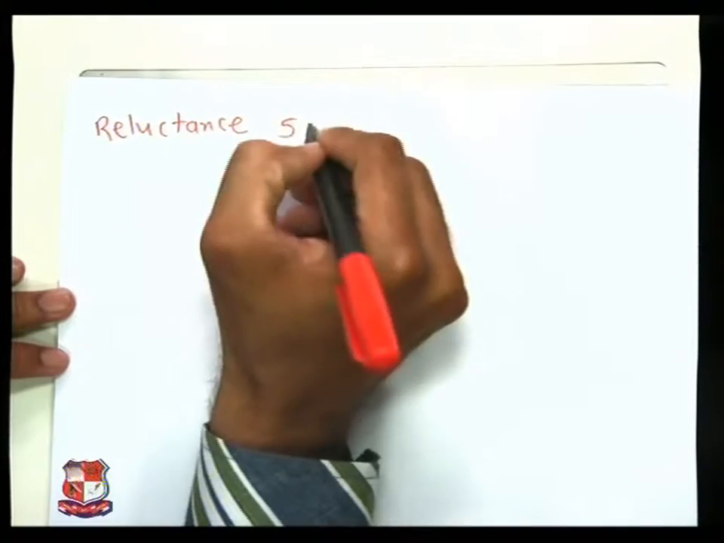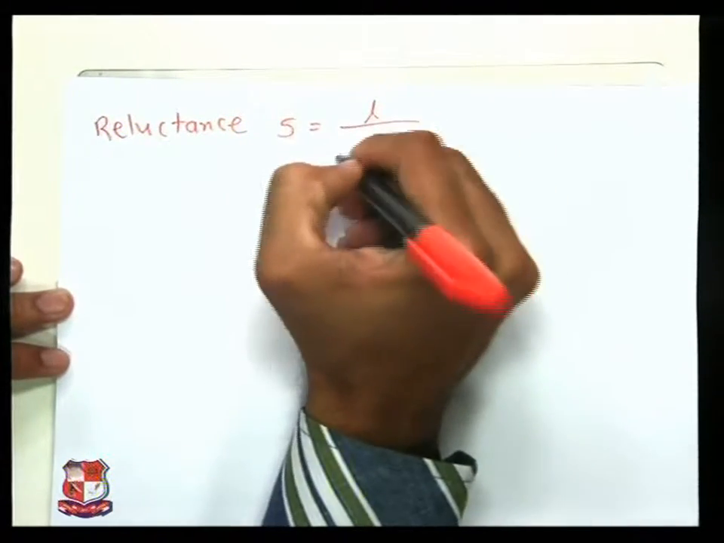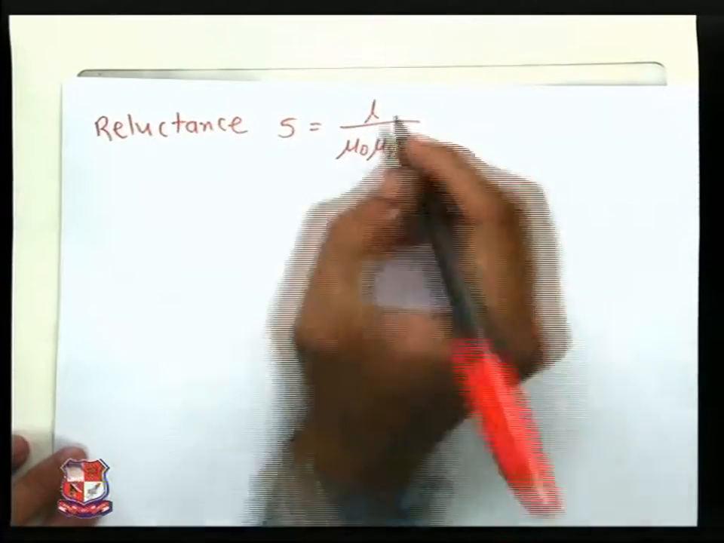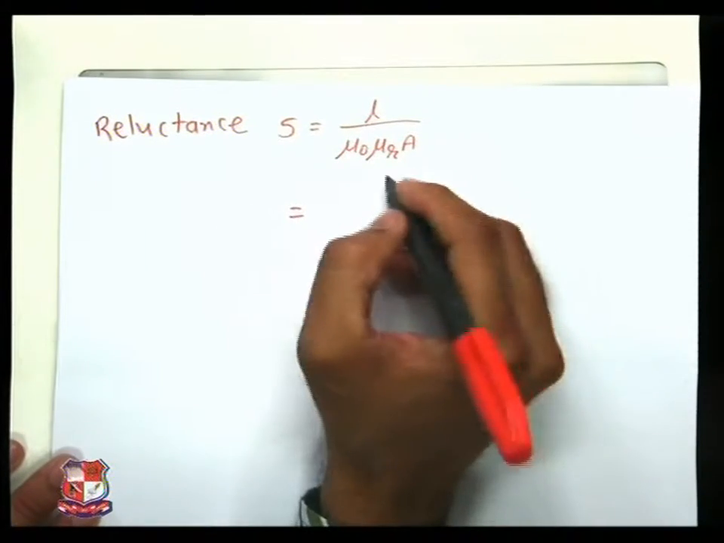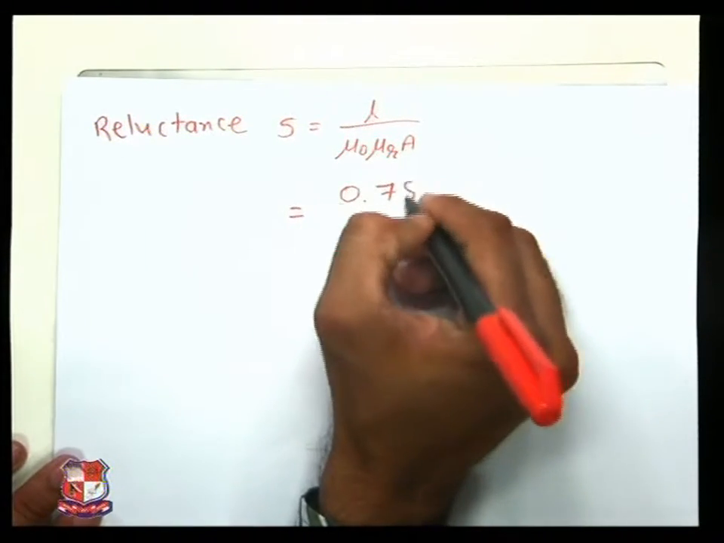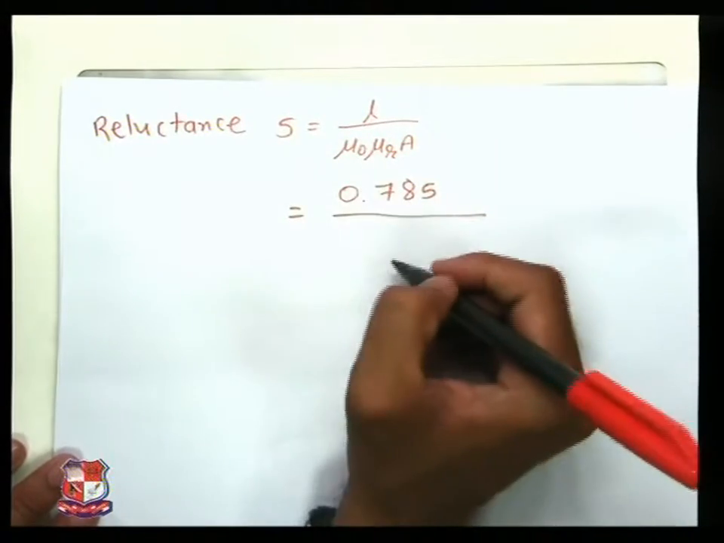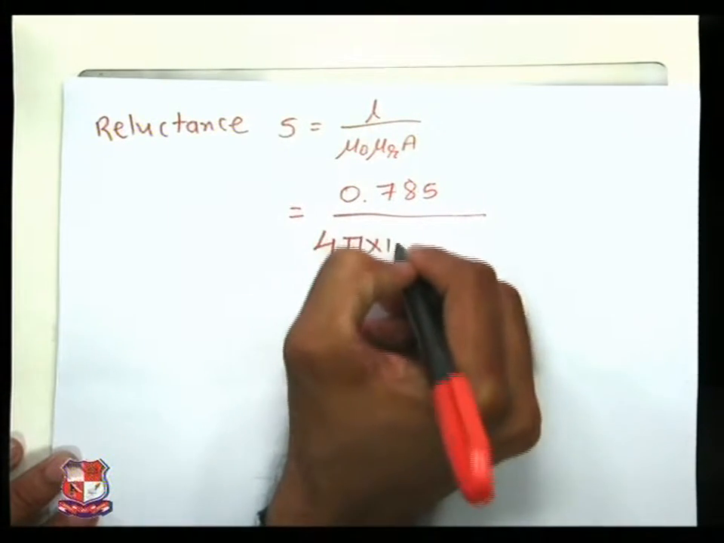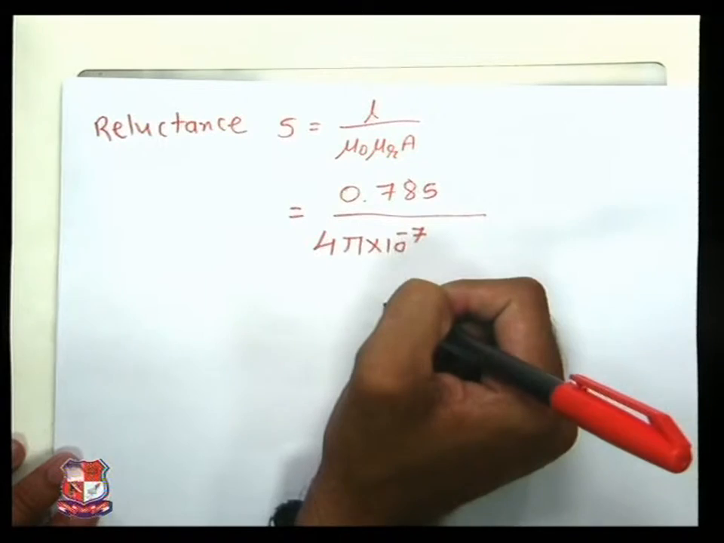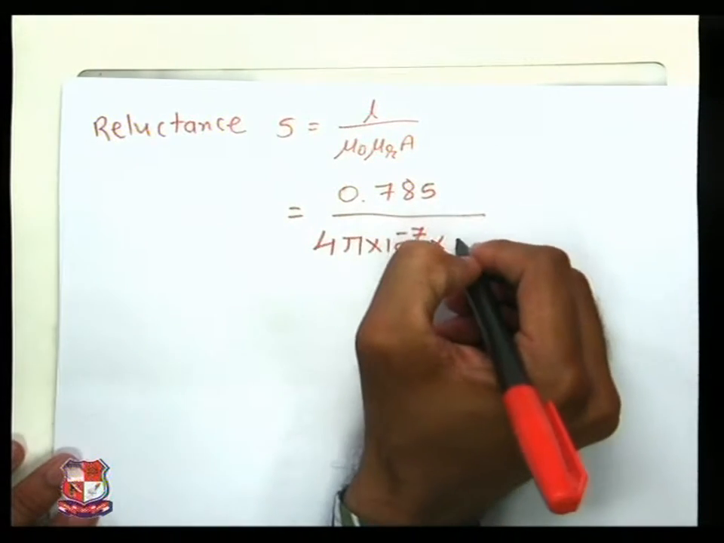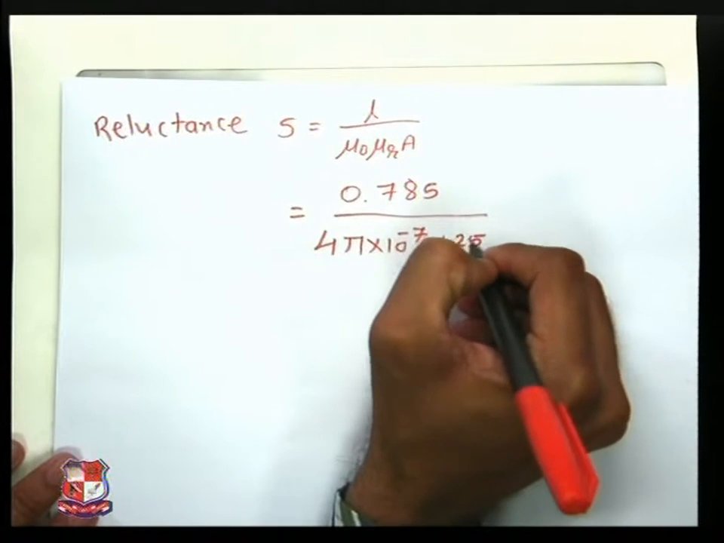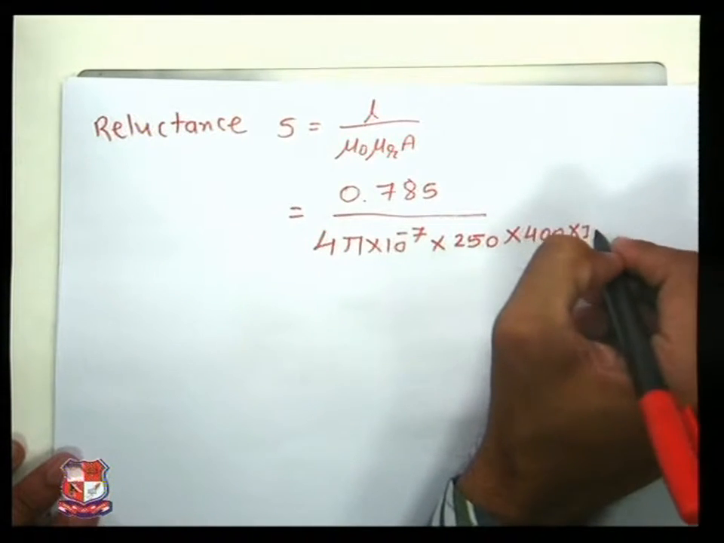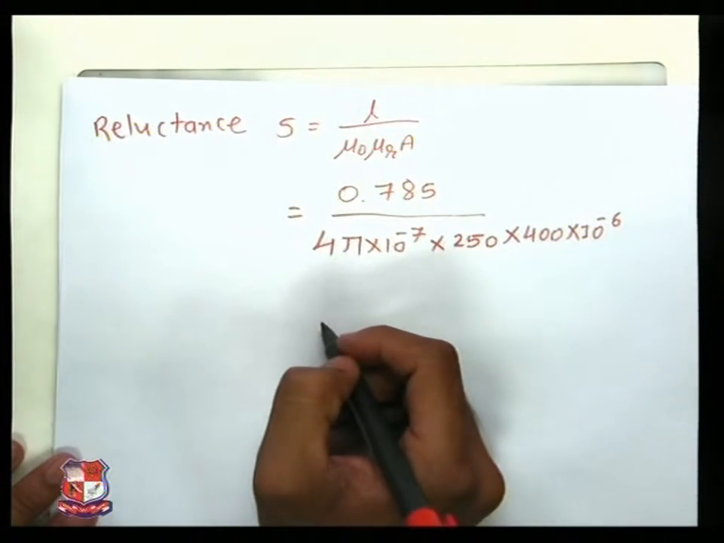Reluctance S equal to L upon mu 0 mu r A. So put the values. L is the length of the ring, which is 0.785. Mu 0 is a standard constant and its value is 4 pi into 10 raised to minus 7. Relative permeability in data is given as 250, into 400 into 10 raised to minus 6.